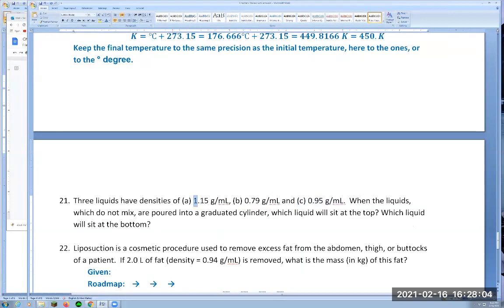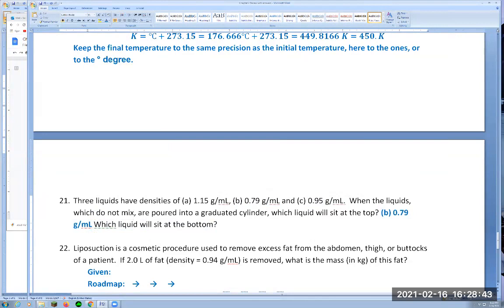So when you have density values with the same units like that, you can compare them. And here we have the larger value, and that's the smaller value. That's the middle one. So which liquid will sit at the top? It will be the less dense, and the less dense means the one with the smaller value. So actually B here will be the liquid at the top. I'm giving the answer to the first question here. It's going to be the liquid at the top because it's the smaller density value.